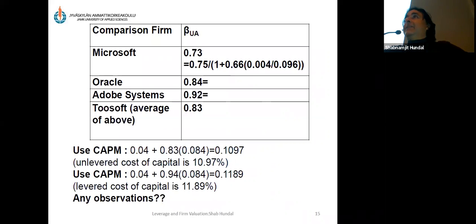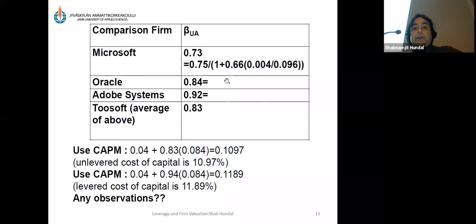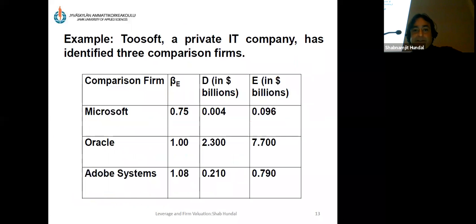Make sense? And the same technique I use to find Oracle's. Now I'm leaving it blank, but the formula is given above. So if you use this formula and apply Oracle's beta, levered beta was one actually. If it is one, divide by all these numbers, you can find out that 0.84 is Oracle's. It falls from 1 to 0.84.